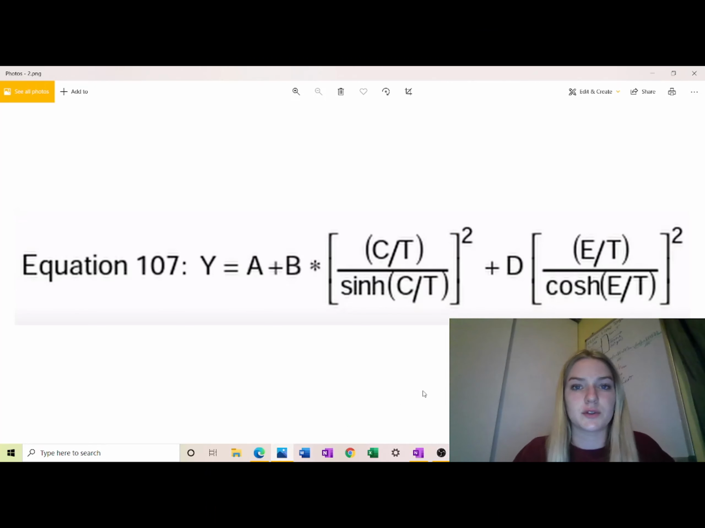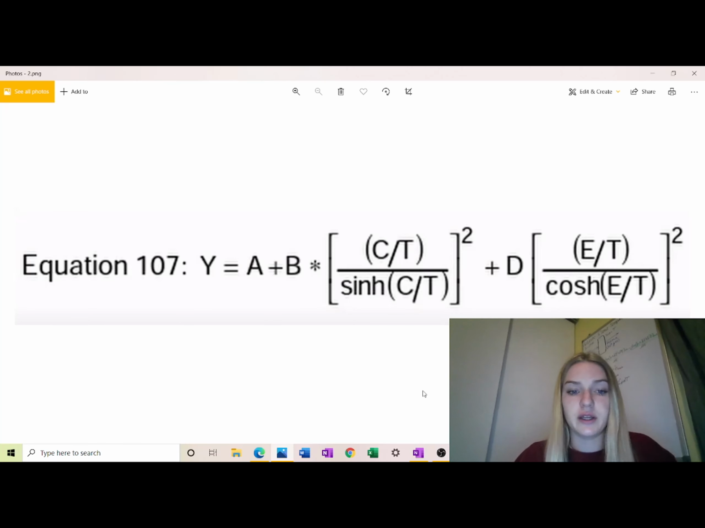Okay, so we are going to start out here by looking at the ChemCAD equation 107. This is already given to us. So this equation is y is equal to a plus b times c divided by t divided by the hyperbolic sine of c divided by t, and that's squared, plus d times e divided by t divided by the hyperbolic cosine of e divided by t, and that is squared. So now if we look at integrating this equation, integrating a is going to be easy. That's just going to be a t.